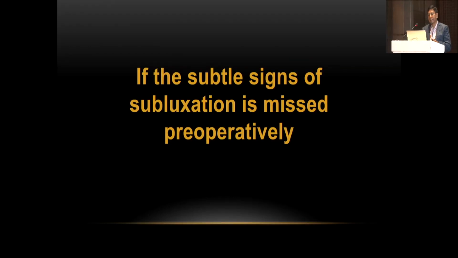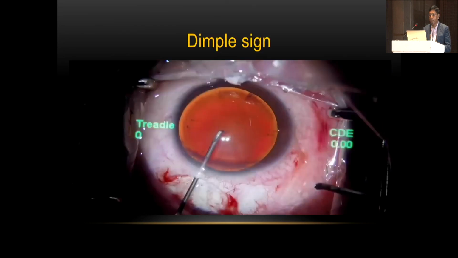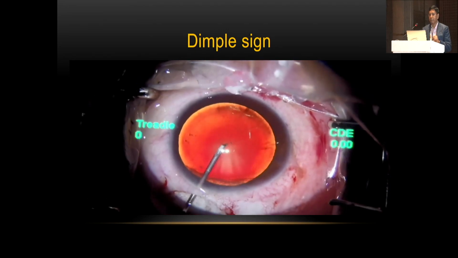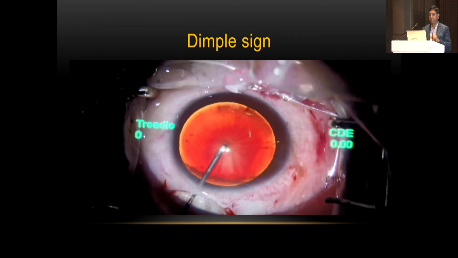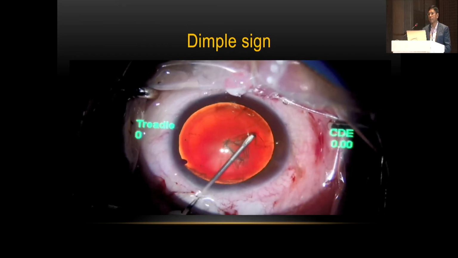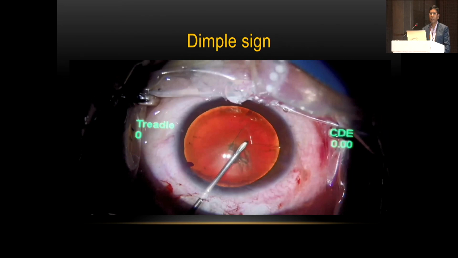Sometimes if these subtle signs are missed pre-operatively, then we have to look for some early sign which will indicate the signs of subluxation. So in this case, you can see that while functioning with the cystitome, you can see the dimple sign. It will indicate that there is a 360-degree zonular weakness. So you have to manage accordingly.